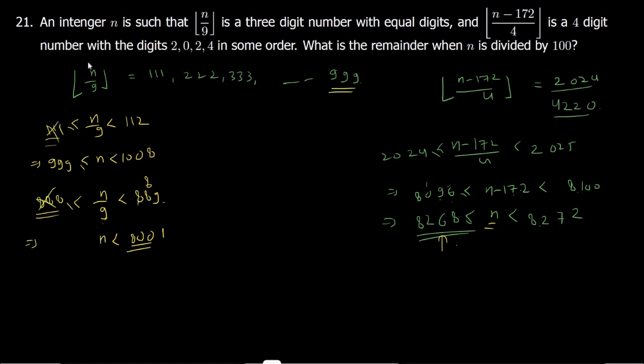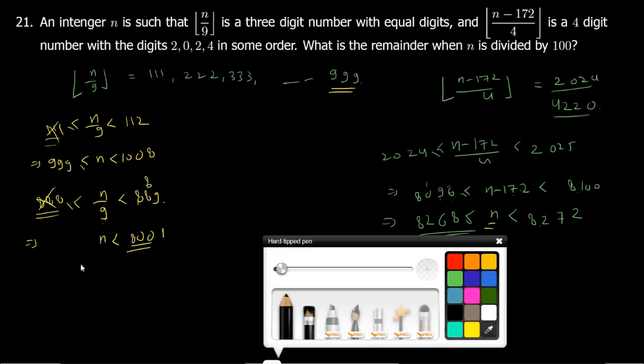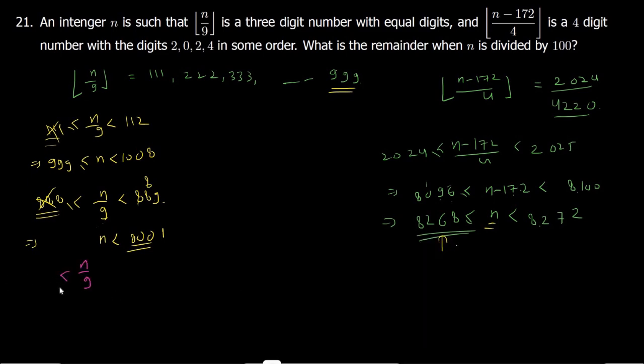The only possibility is that n by 9 will have to be 999. There's no other possibility. So one thing is for sure, that box of n by 9 must be 999. That means n by 9 must lie between 999 and 1000. And if that is the case, then n will lie between 9 times 999, which is 8991, and 9000. So 8991 to 9000. Let me write it as equation number one. We are going to remember this.